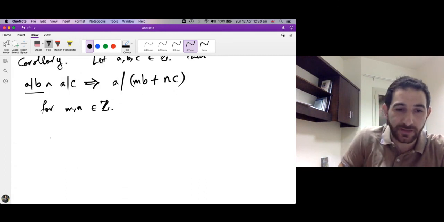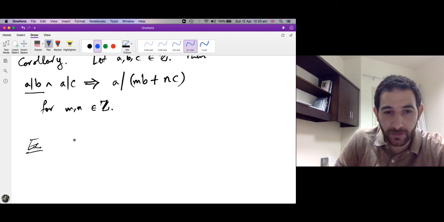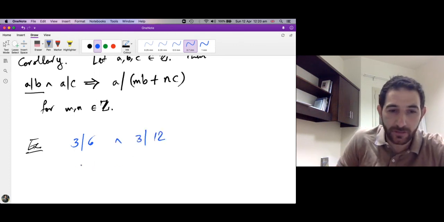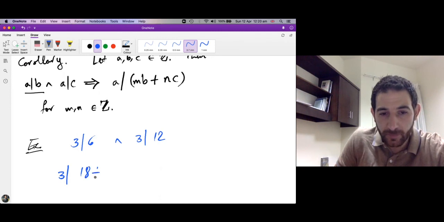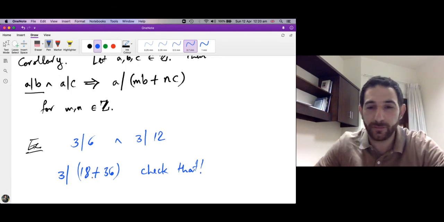Okay, let's have a quick example. Suppose 3 divides 6, that's true, and 3 divides 12. Then you need to check that 3 divides any multiple of 6, so multiply 6 by 3, say 18, plus any multiple of 12, say 36. So check that 3 divides the sum of 18 plus 36.